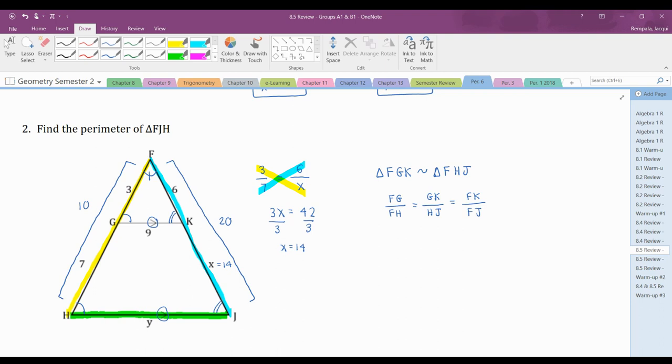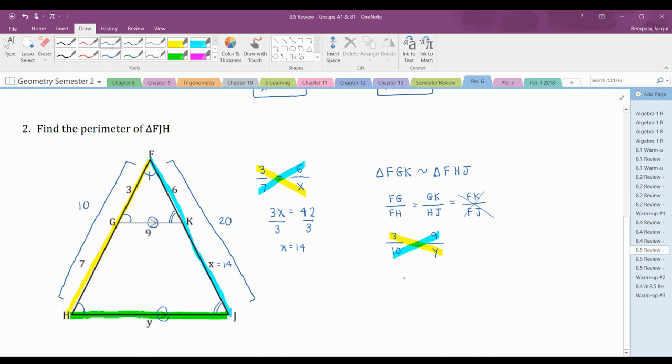So now I'm going to start plugging in numbers that I know, and I want to come up with two ratios where one of them has an unknown. So FG, that's a number, that's 3. FH, well, we added those numbers together to get 10. Notice that GK is what was given to us, that's 9. Notice that HJ is what I'm trying to find, that's Y. So once again, that means that for me, I don't really need that last ratio there because now I have 3 numbers and 1 unknown. I can cross multiply and I can solve for Y.